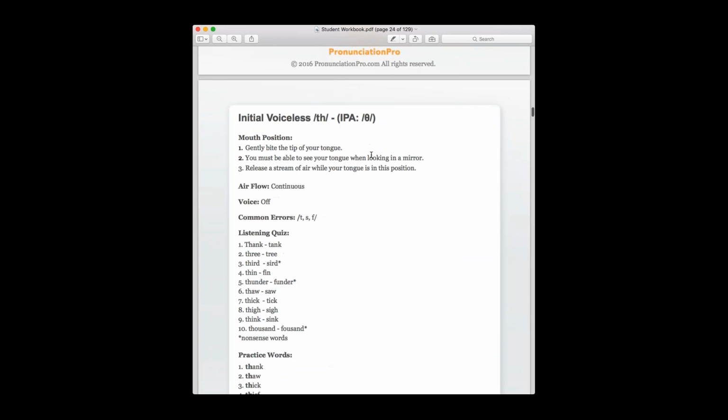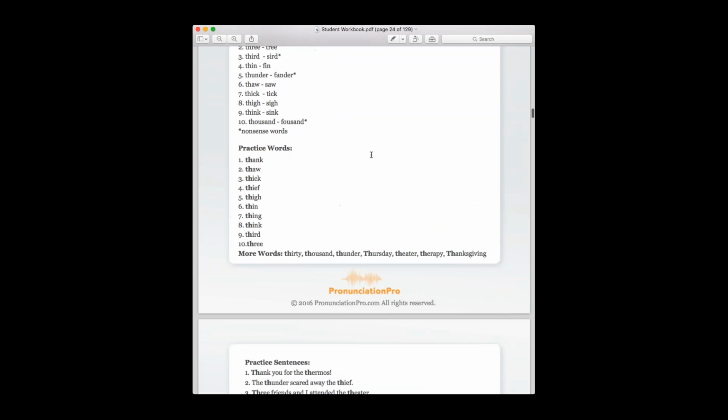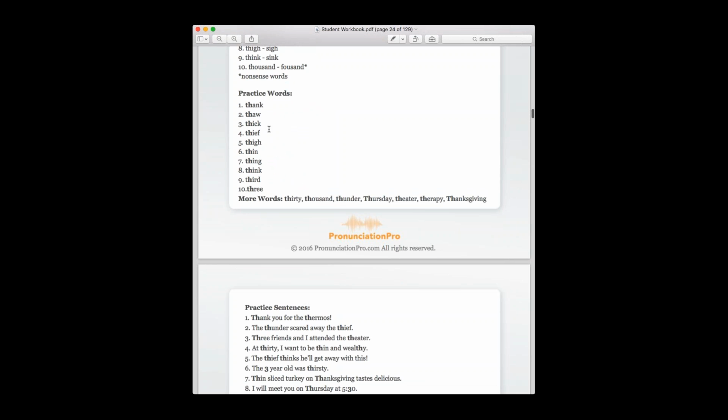Let me have you say the voiceless words. So thank, thaw, thick, thief. Go through that. Thanks, thought, thick, thief. And then do thigh. Yeah. Thigh, thing, things, think, three. Okay, get the ending. Third, three. Good.